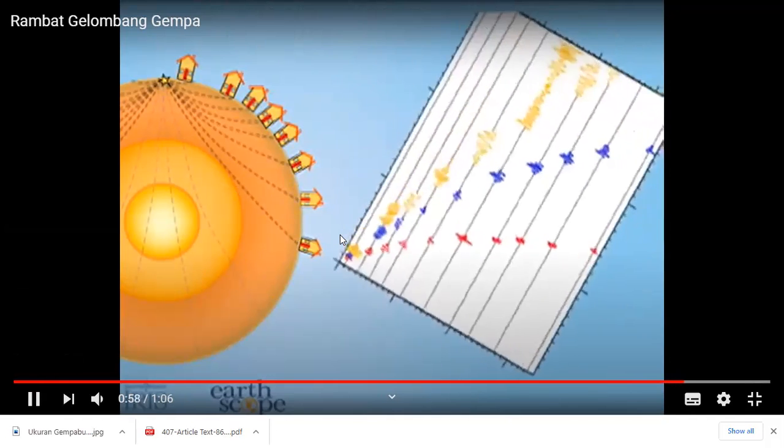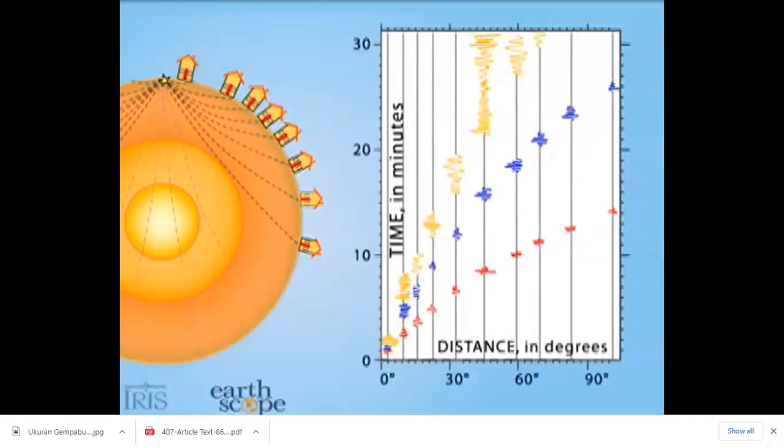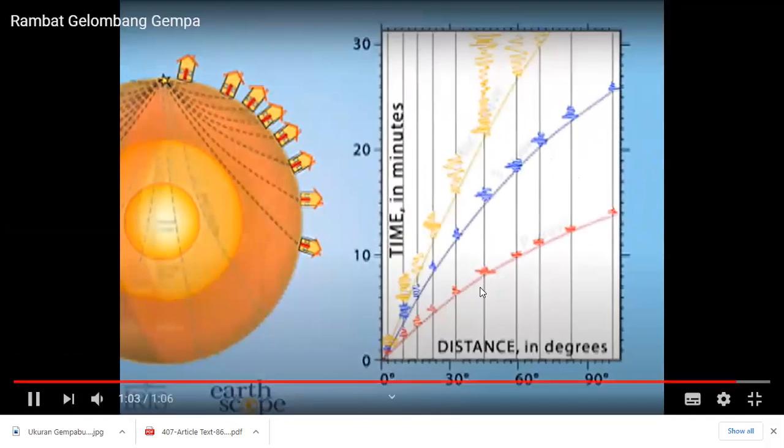Simply stated, the time difference between the arrival of the P wave and the S wave can be used to measure the distance from seismometer to the epicenter.